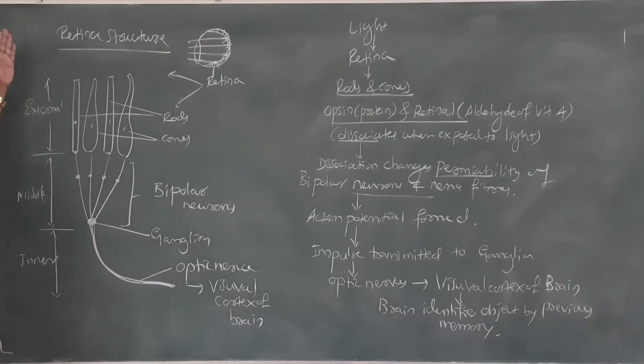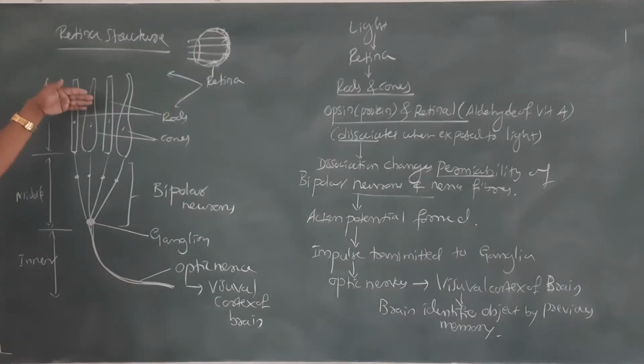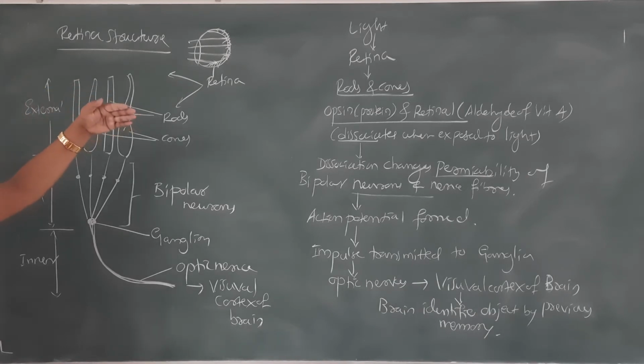First you need to remember the retina structure. The retina has rods and cones, which are photosensitive. Rods are sensitive to dim light, and cones are sensitive to daylight and discriminate color. Then the signals pass through the bipolar neurons, then to the ganglion, then to the optic nerve. When light falls on the rods and cones, there is opsin, a protein, and retinol, the aldehyde of vitamin A.